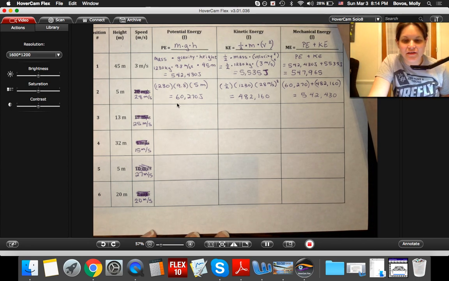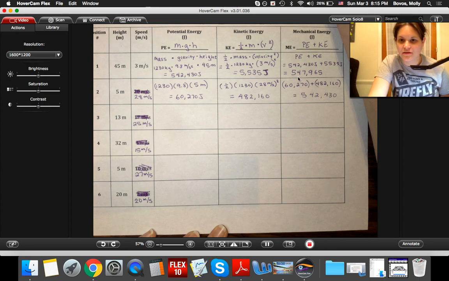And you can see that I've got mass times gravity times height to get my potential energy, and then 1/2 times mass times velocity squared. So the only thing that I squared here was the 28 to get this answer. And then I added them together to get the total mechanical energy.